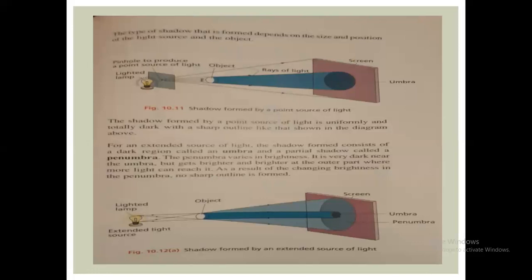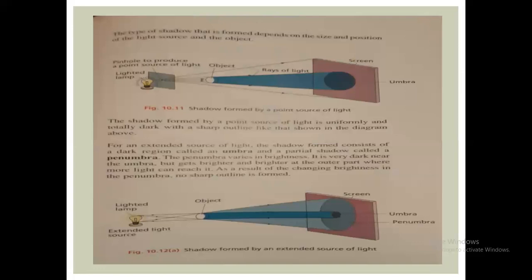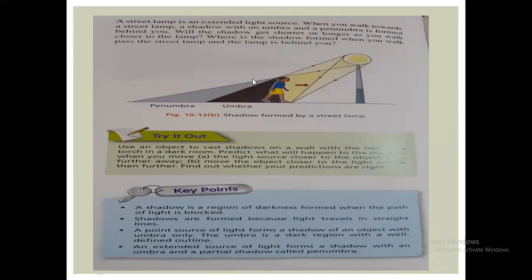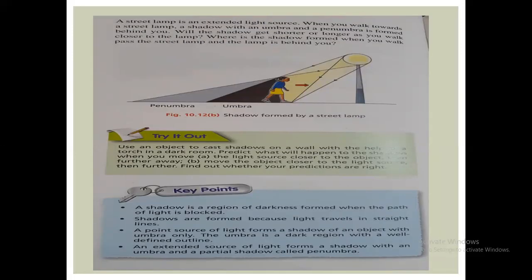basically for an extended source of light, the shadow formed consists of a dark region called an umbra and a partial shadow called a penumbra, as you can see over here. Okay, the penumbra varies in brightness. It's varying in brightness here. It is very dark near the umbra, but gets brighter and brighter at the outer part where more light can reach it. See, dark side, more light can reach it. As a result of the changing brightness in the penumbra, no sharp outline is formed. Getting it? Now, use an object to cast shadows on a wall. This is something if you want to do, you can do.